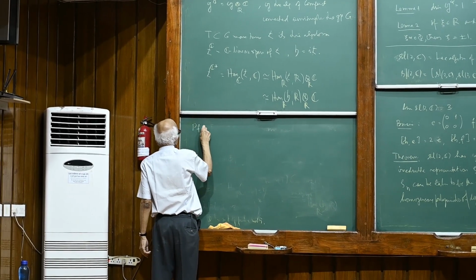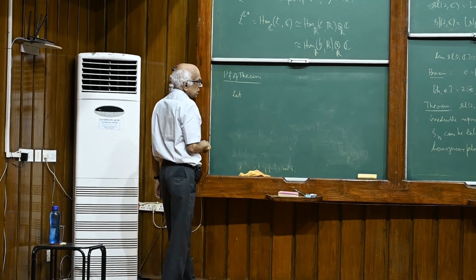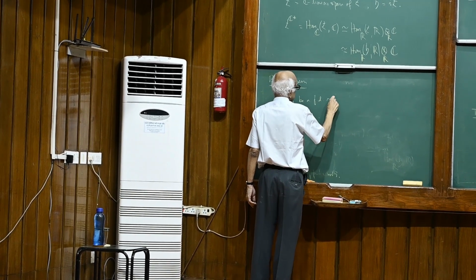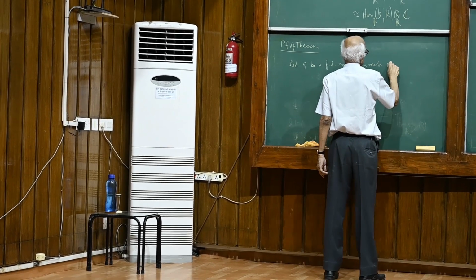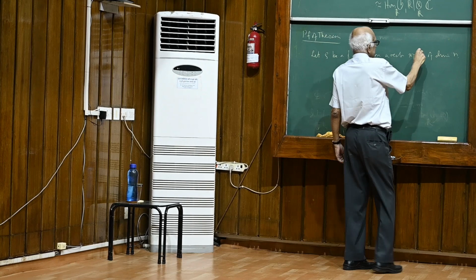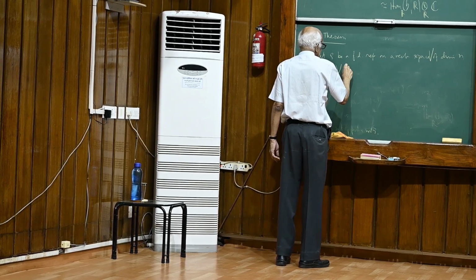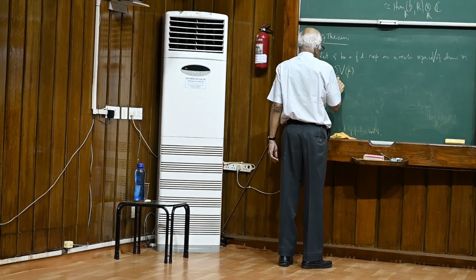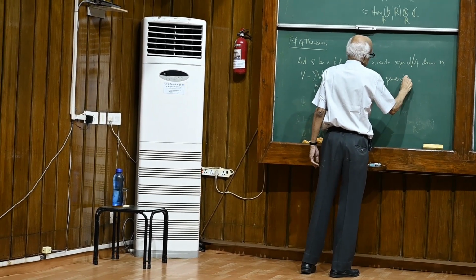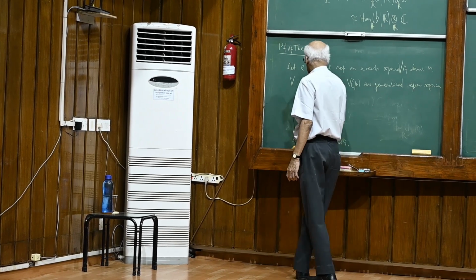Proof of theorem. Let rho be a finite dimensional representation on a vector space V of dimension. Decompose V as a sum of V mu, where V mu are generalized eigenspaces for H.